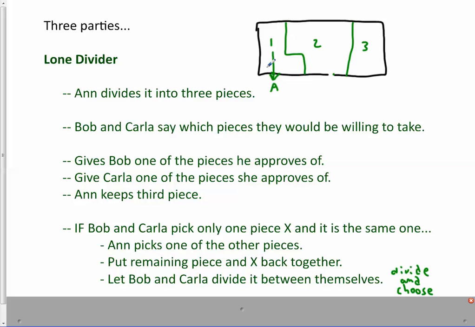Bob and Carla didn't pick this one, right? So they thought this was less than 1/3, presumably, so that's why they didn't pick it. So that means they think that the remainder is at least 2/3, in fact more than 2/3 of the cake. And they're going to split it between them evenly, fairly, using divide and choose. So they're each going to get something that they think is more than 1/3 each, because they think the whole thing is more than 2/3 of the cake.